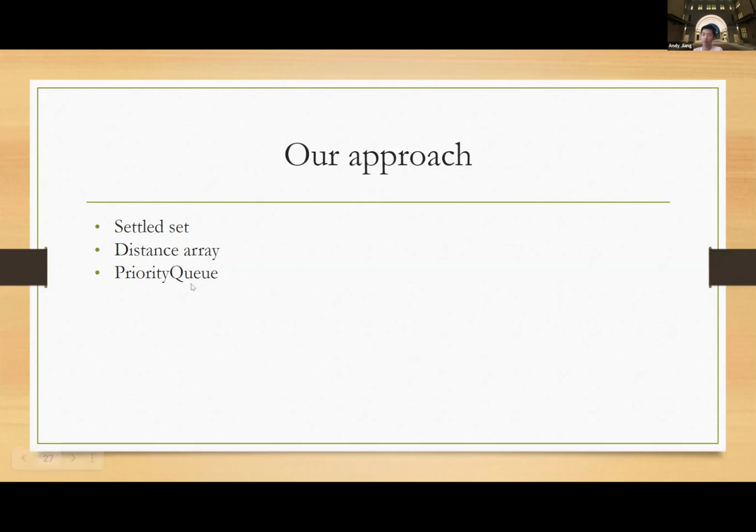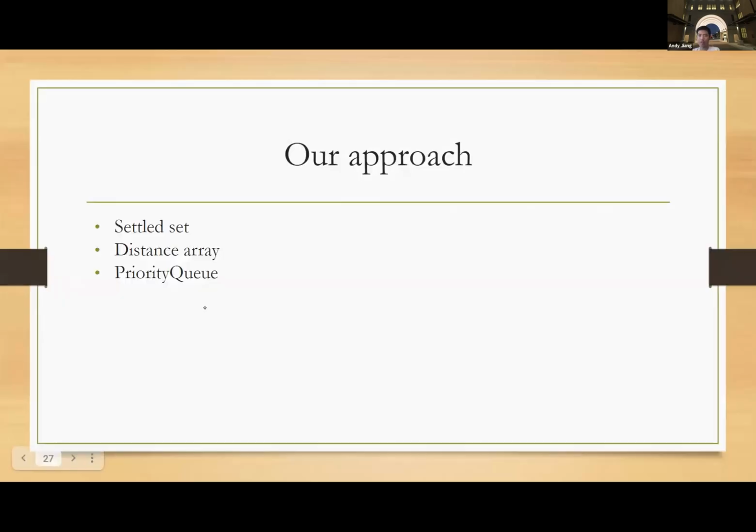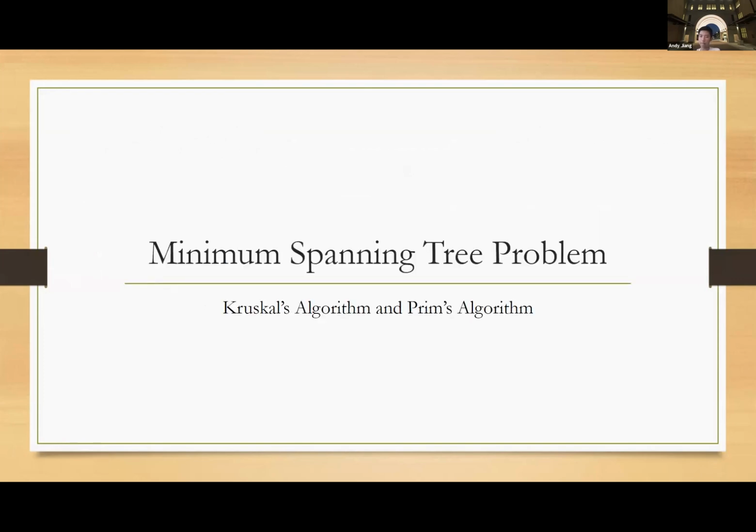And the priority queue, because at each step we look at the shortest path that hasn't been settled yet. So the easiest way to do that is to have a priority queue, which sorts stuff for us. In Java, it would be a min heap. It gives us the minimum edge or the minimum length path.